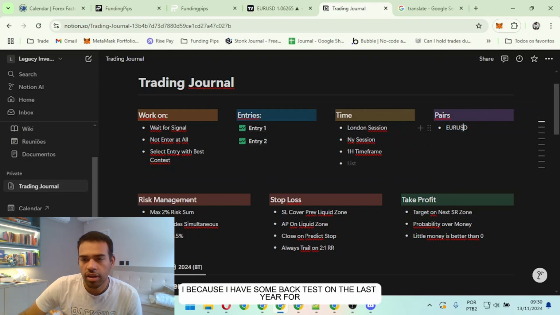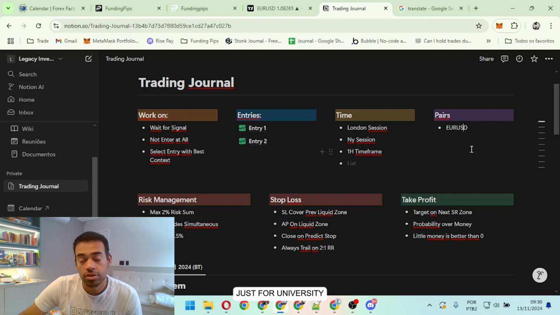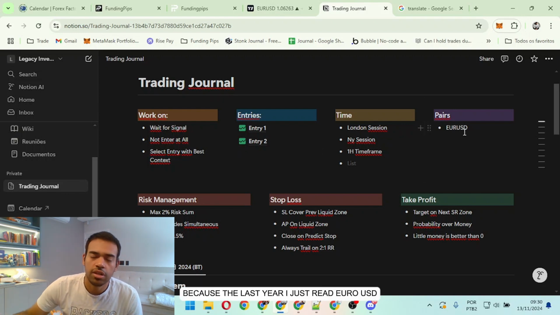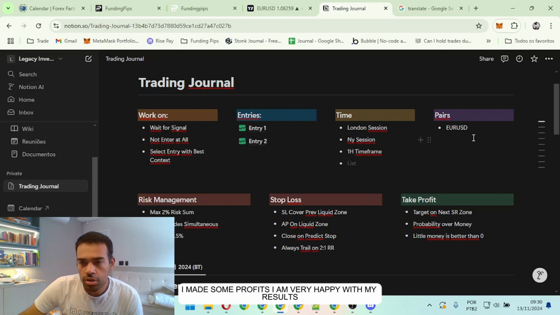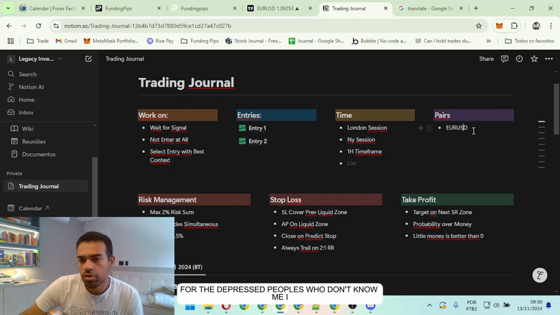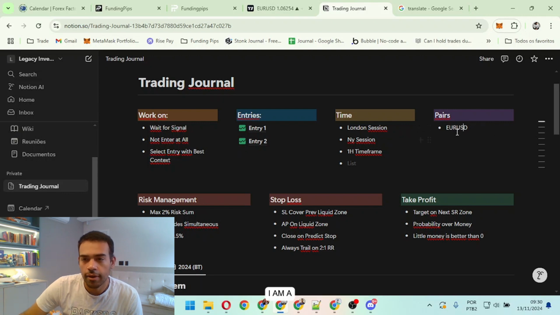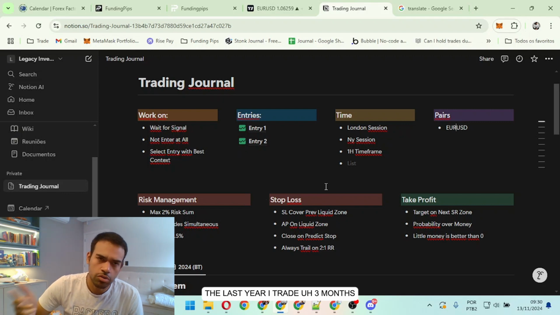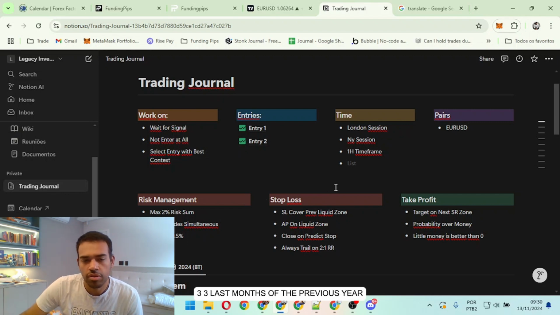Because I have some backtests on the last year for Euro USD, because the last year I just traded Euro USD. I made some profits, and I'm very happy with my result of the last year. For people who don't know me, I am a prop firm trader. I trade with Funding Pips, I have a 100k account, and in the last three months of the previous year I traded just Euro USD.